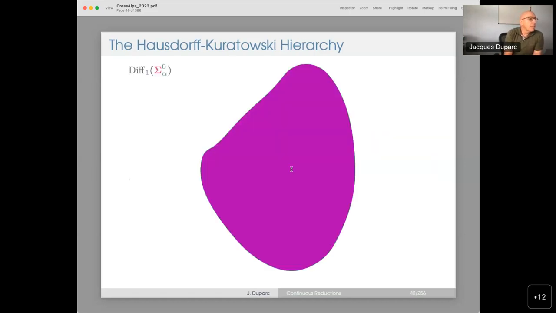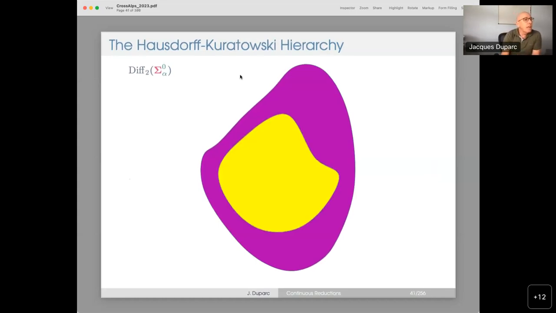What are these differences? Probably you all know, but this is the difference. Imagine that this purple set is a Sigma 0 alpha set. This is a difference of one Sigma 0 alpha. Now I'm taking another Sigma 0 alpha, the yellow one, which is located inside the first one. And the difference of the two is everything that is purple, so everything that belongs to the first one but does not belong to the second one, right?